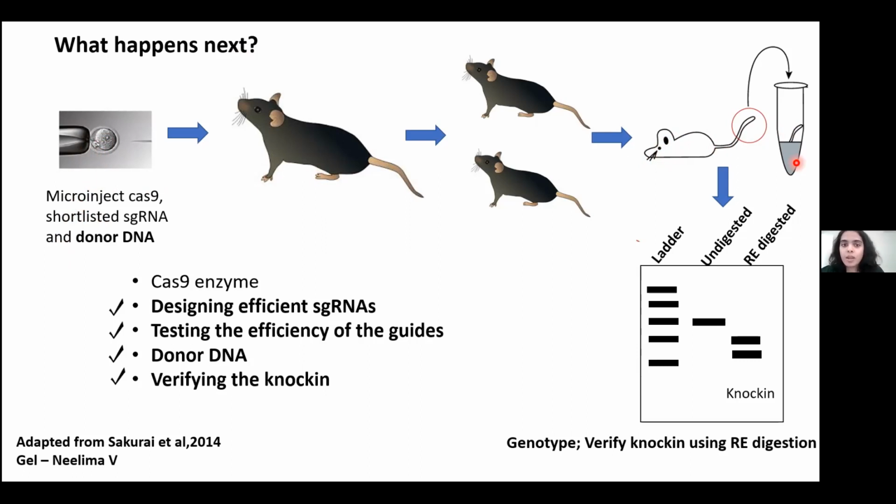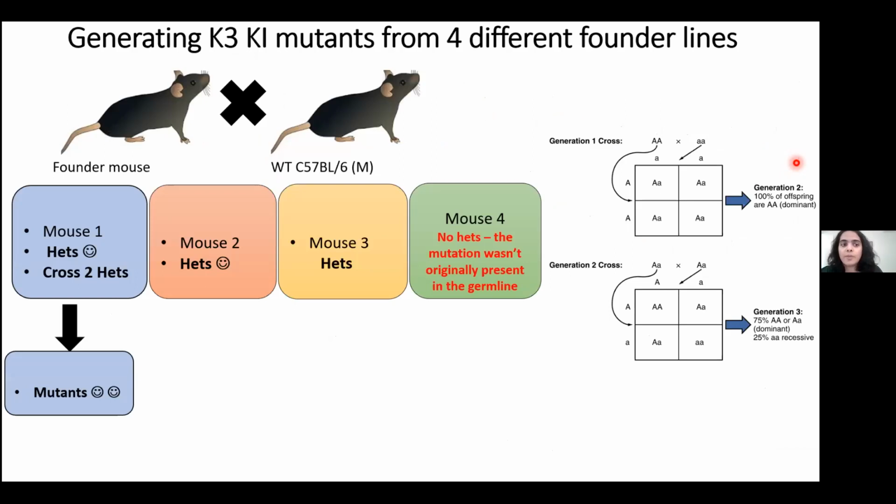So what you do is you cross the founder mouse with a wild type mouse. So as you can see here, if your germline in the founder mouse has the mutation, you would expect all the offsprings to be heterozygotes for that mutation.